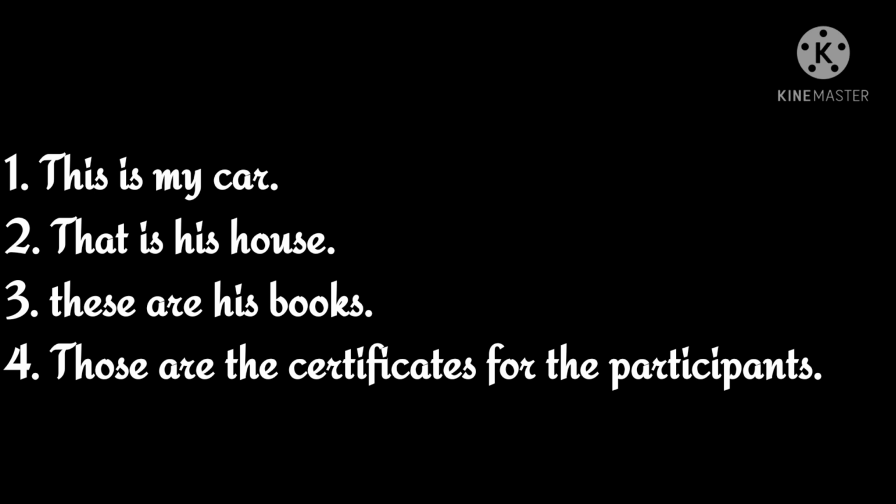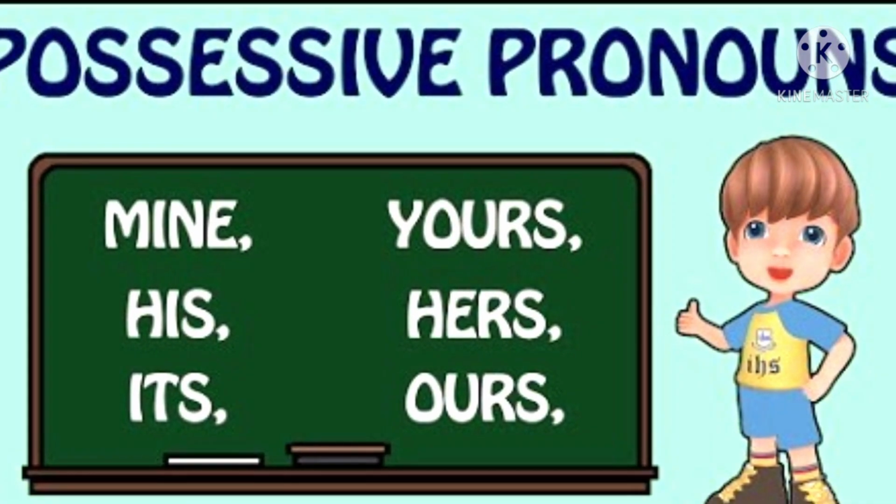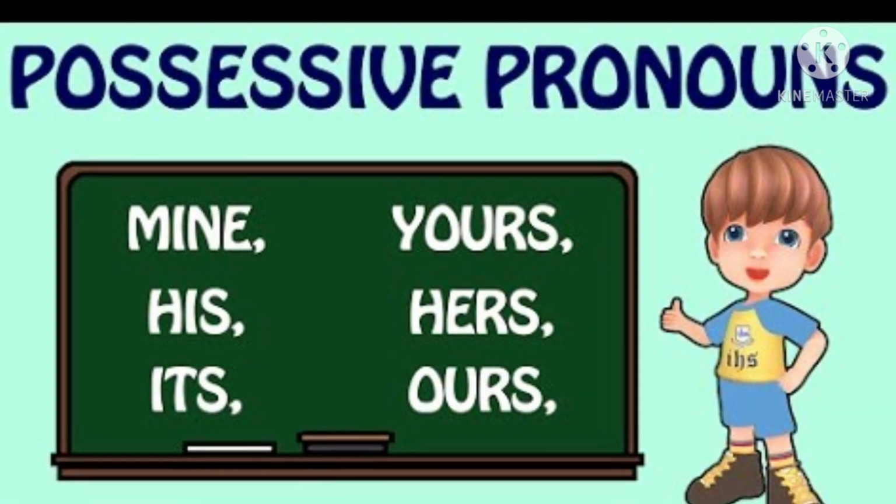Okay. Then, these are his books. These is a plural pronoun referring to the noun books which are placed near. Okay, those are the certificates for the participants. Those here is a plural pronoun referring to noun certificates. Now let us understand possessive pronouns.